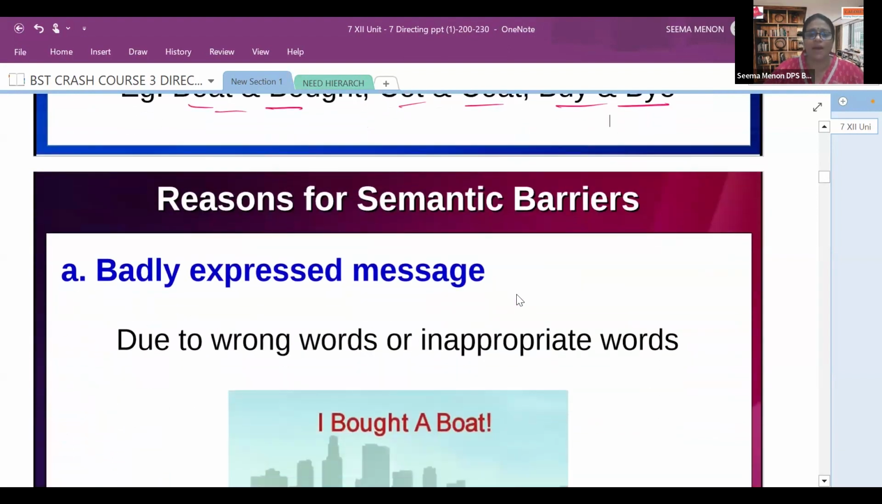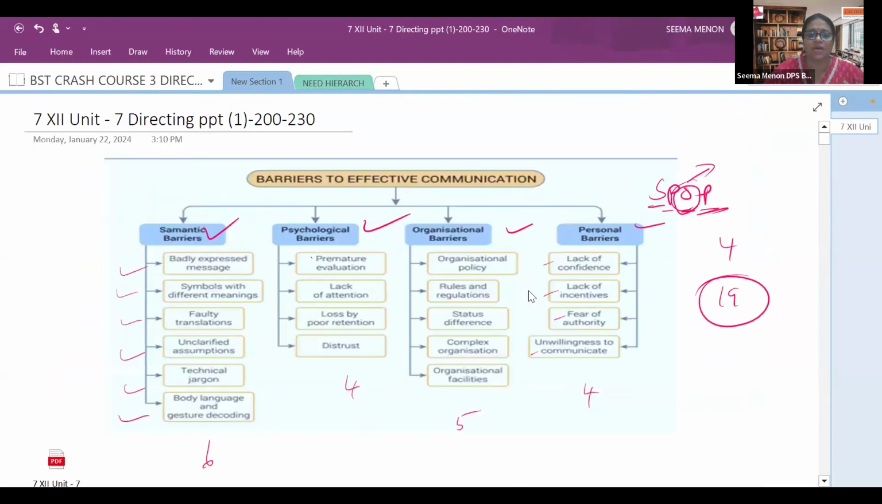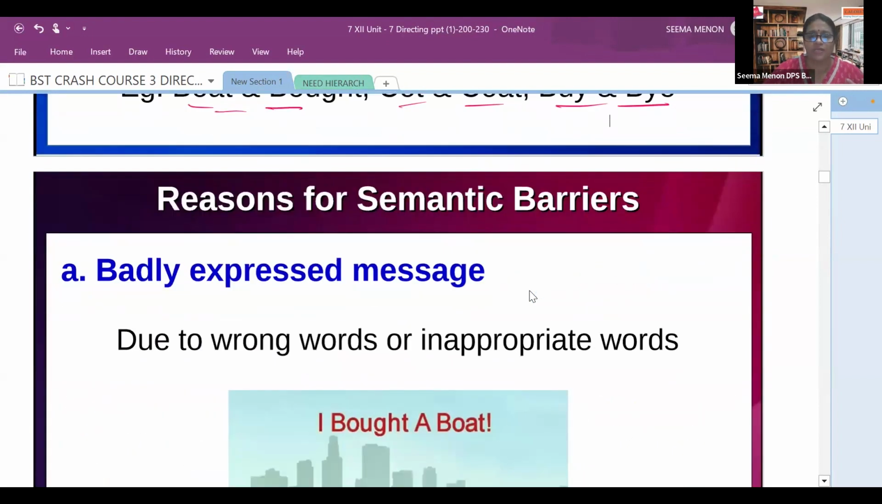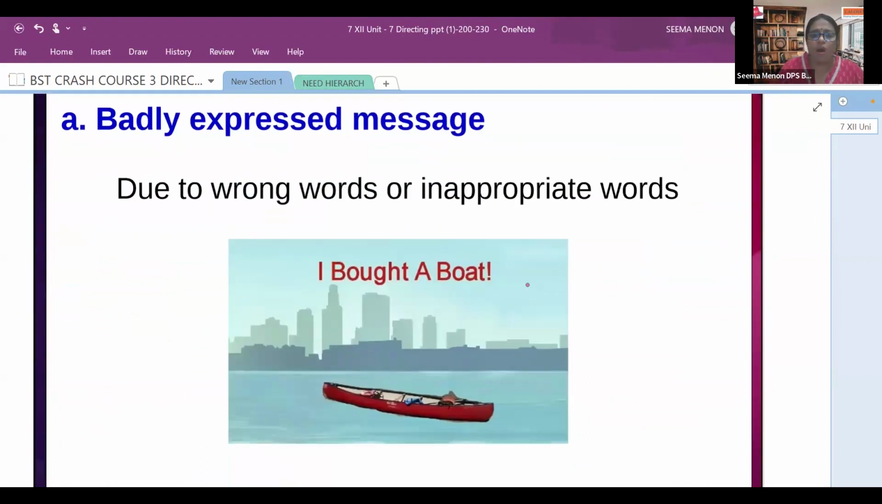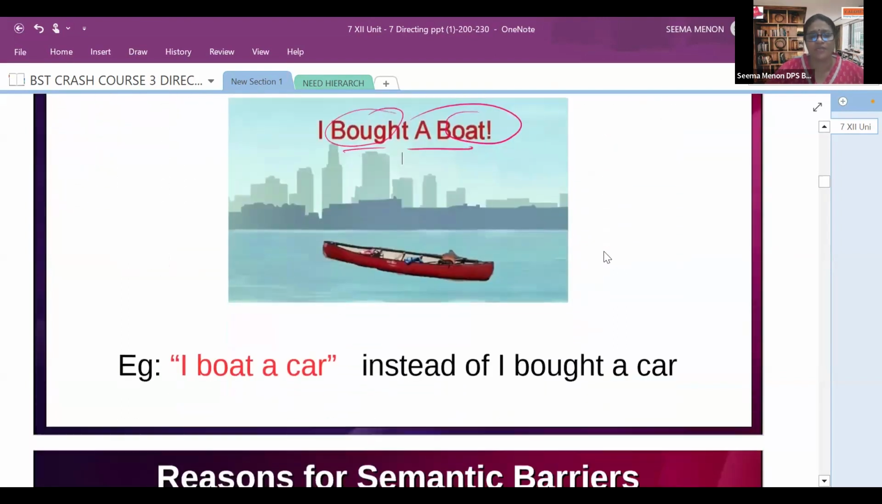Reasons for semantic barriers. I already discussed how many reasons there are: 6 reasons. So first let us explain the badly expressed message. What do you mean by this? It is due to wrong words or inappropriate words. Sometimes the word will be wrong or inappropriate. I bought a boat. So people may understand it wrongly here also, due to wrong words or inappropriate words. That comes under badly expressed message.